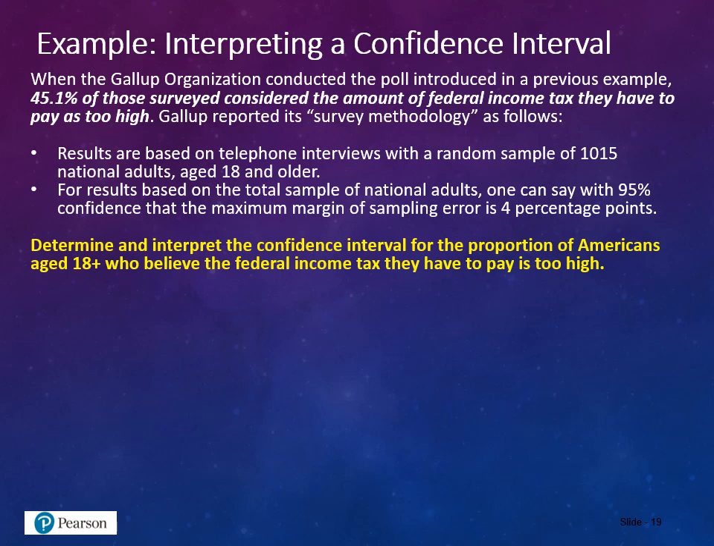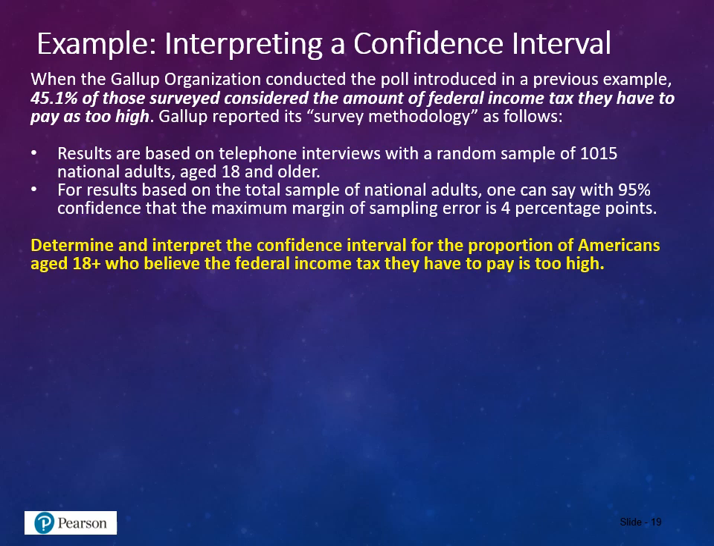So let's look at an example. When the Gallup organization conducted the poll introduced that we looked at earlier, 45.1% of those surveyed considered the amount of federal income tax they have to pay is too high. Gallup reported its survey methodology as follows. Results are based on telephone interviews with a random sample of 1,015 national adults aged 18 and older. For results based on the total sample of national adults, one can say with 95% confidence that the maximum margin of sampling error is 4 percentage points.